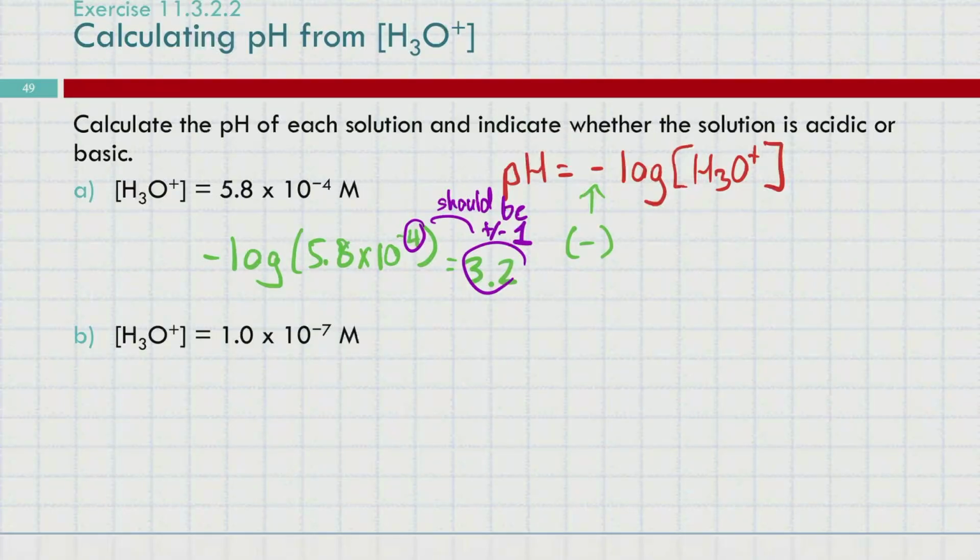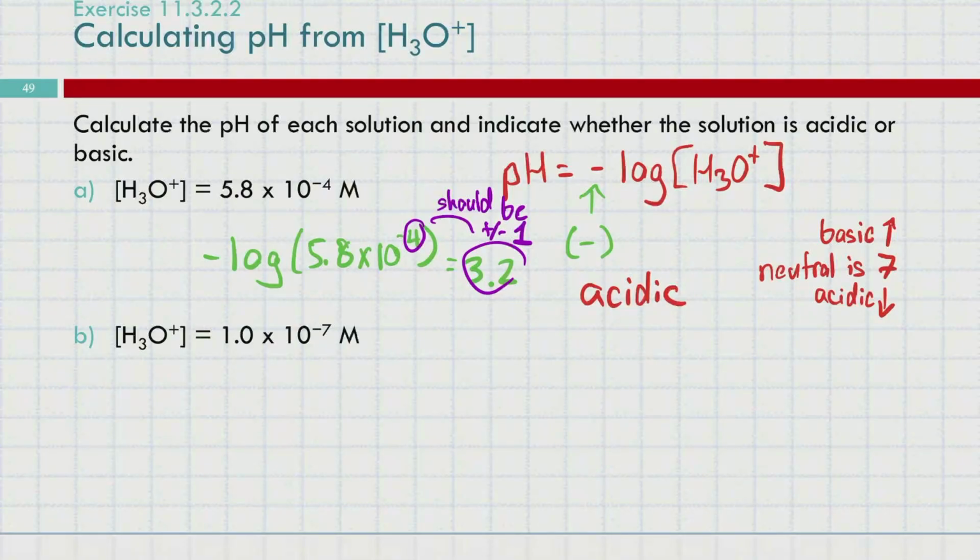All right, so our pH is 3.2. Is that an acidic, basic, or neutral solution? It is acidic. Neutral is 7. Basic is above 7. And acidic is below 7.